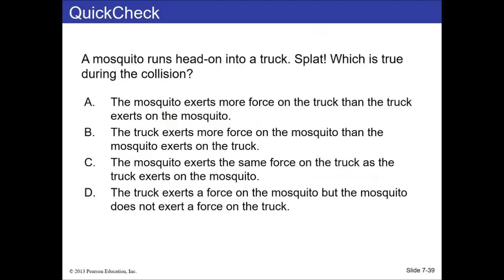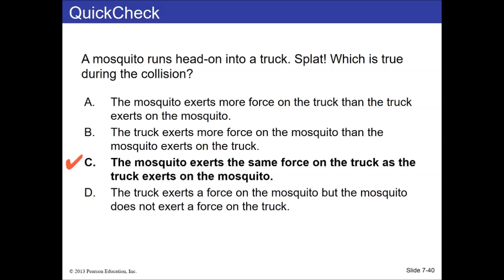In fact, this is actually the question I was discussing earlier. So anyway, a mosquito runs head-on into a truck, which of the following is true? Look over those and tell me what you think is correct. The answer here is C, and it's because of Newton's third law. Same force, that's always true. By the way, if a question asks you whether the force is different for an interaction, the answer is no, the force is the same.